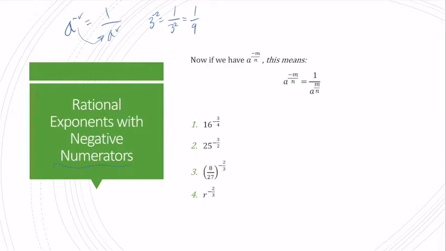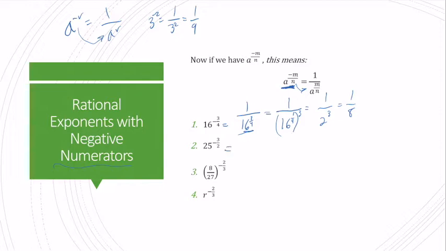So if I have a to the negative m over n, this means I need to move it to the denominator. So let's look at this first example. I have 16 to the negative 3/4. That gives me 1 over 16 to the 3/4. I then need to go ahead and solve this like we did at the tail end of the last video by pulling this apart. So I have 1 over 16 to the 1/4 cubed, which is 1 over 2 cubed, which is 1/8.